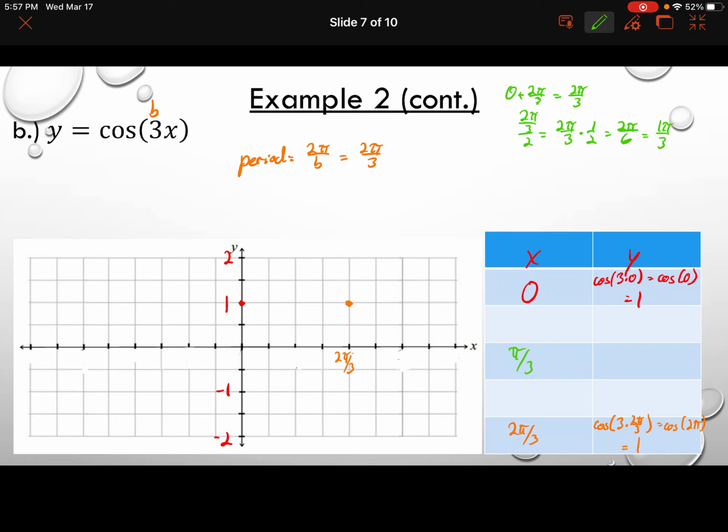So let's plug that into cosine. So cosine 3 times pi over 3. Once again, the 3's cancel out. So we end up with cosine of pi. Let's see, cosine of pi in the unit circle. Okay, so it's going to be on the left edge there, and the x value would be negative 1 this time around. So at pi over 3, we have a point at -1.